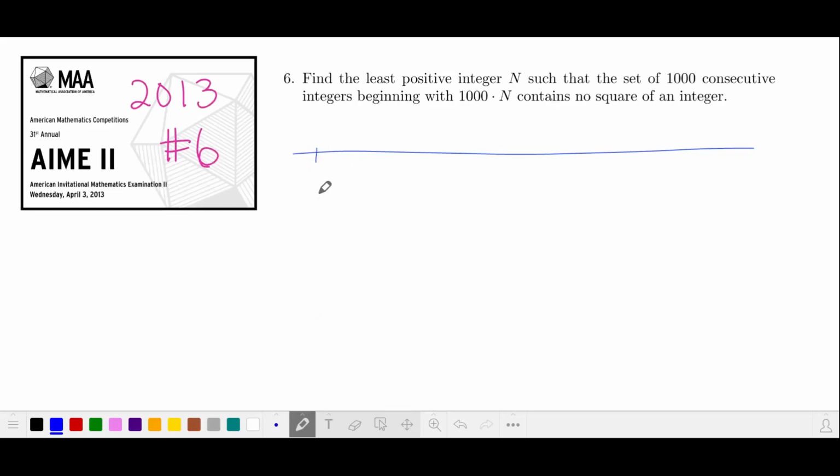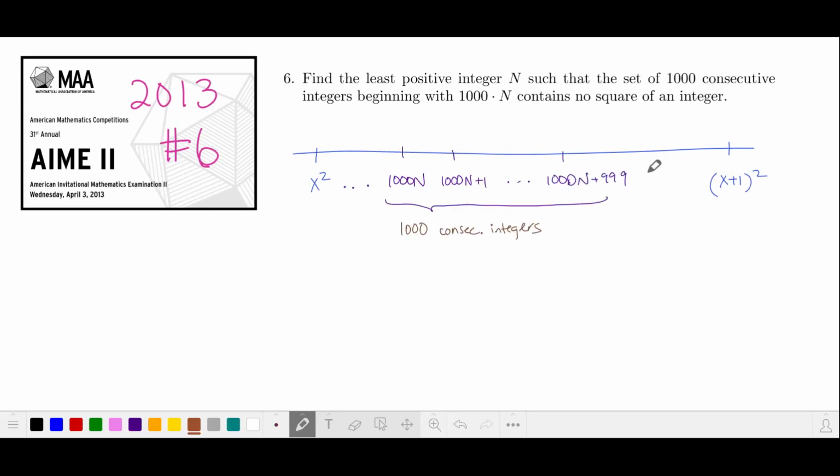Let's sketch what these integers look like on this number line. Between these two consecutive perfect squares, we're going to squeeze in some numbers. Somewhere after x squared is going to be our multiple of 1,000, 1,000 times n, and then we're going to have 1,000 consecutive integers, and then after that, we'll have our next perfect square.